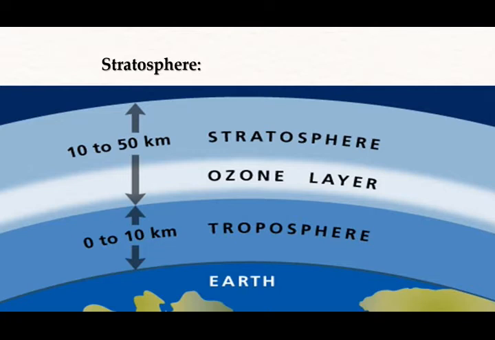Ozone layer plays a very important role because it acts as a blanket, which covers and protects our Earth from all the harmful radiations, all the cosmic radiations and ultraviolet radiations that are entering into the troposphere. They are blocked by this ozone layer, thus protecting the life of the troposphere.